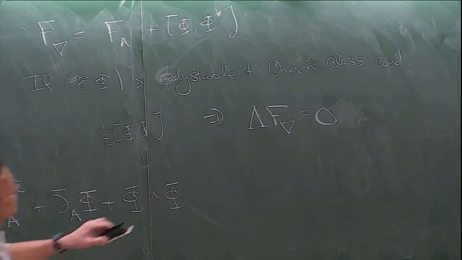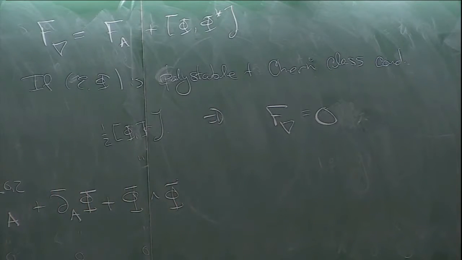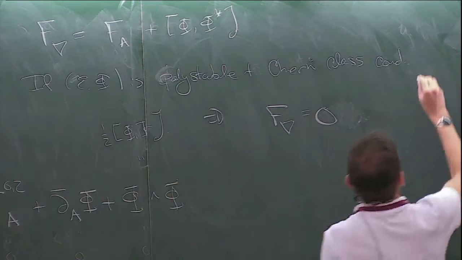E is polystable plus the Chern connection. We know that F is 0. So that's one direction of the Hitchin-Simpson correspondence. So now, what is in the other direction?